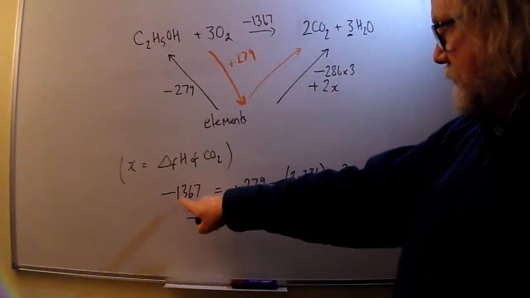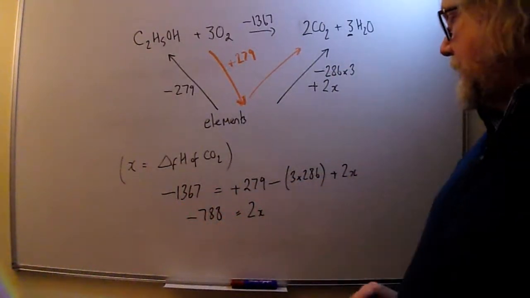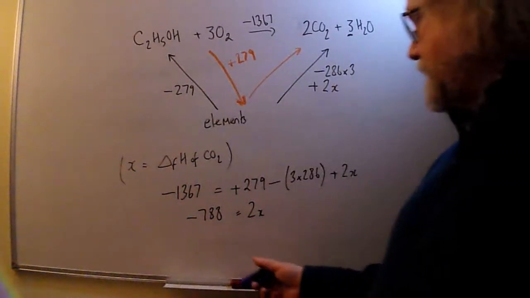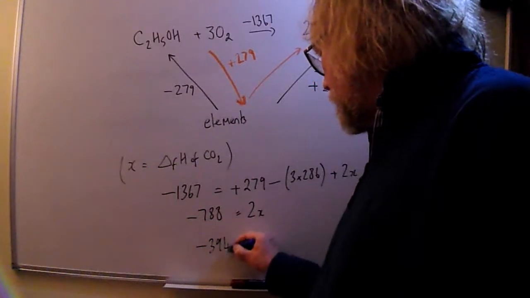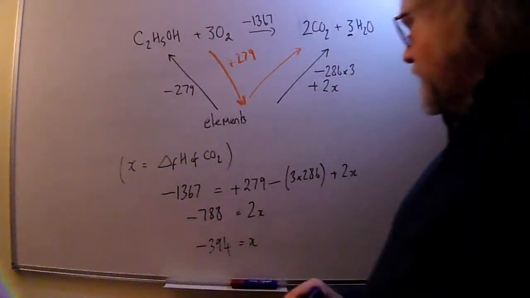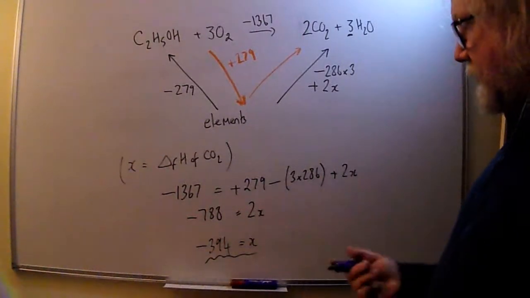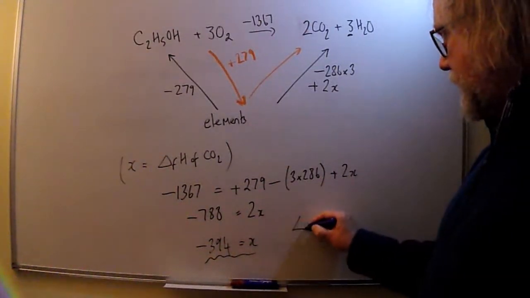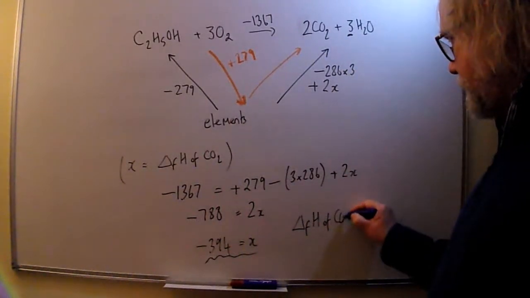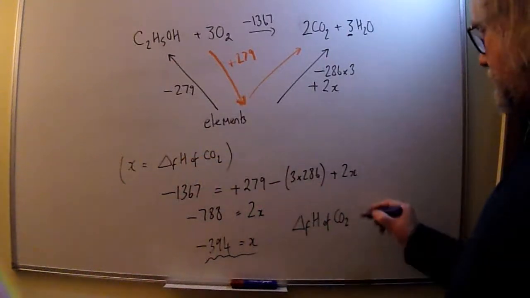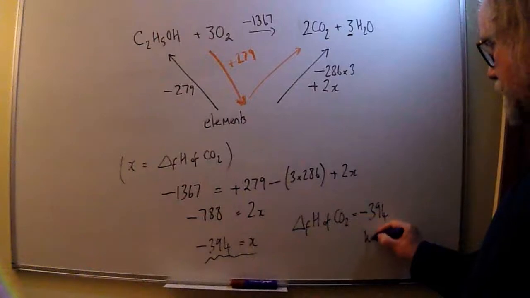Okay, so we take this number, minus 279 plus 3 times 286, which gives us that, and that's equal to 2x. So we therefore just divide that by 2, which gives us minus 394 is equal to x. And that's our answer, but obviously we've got to write it more formally. That's just a number at the moment. So we've got to say that the enthalpy change of formation of CO2, which is what we defined x to be, is equal to minus 394 kilojoules per mole.